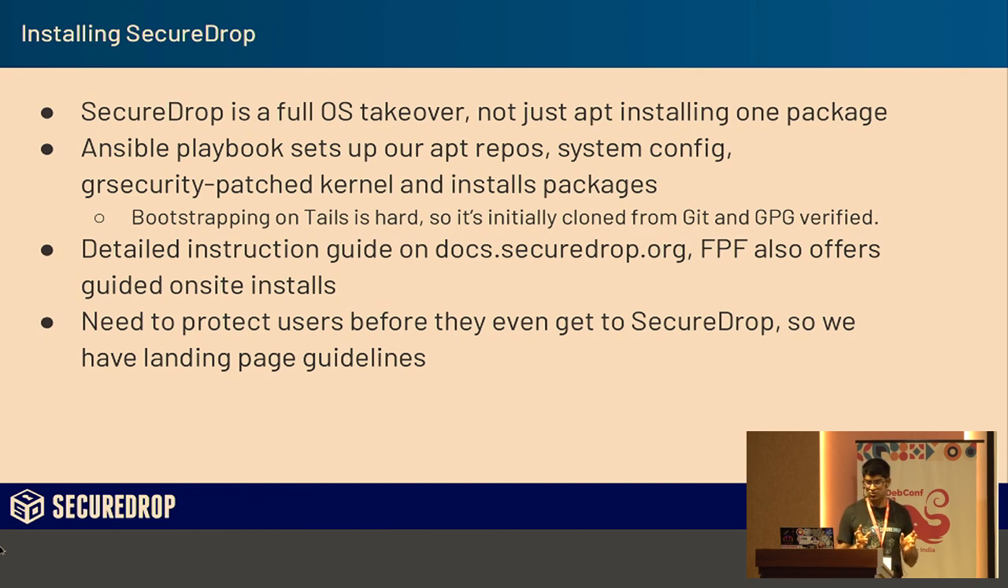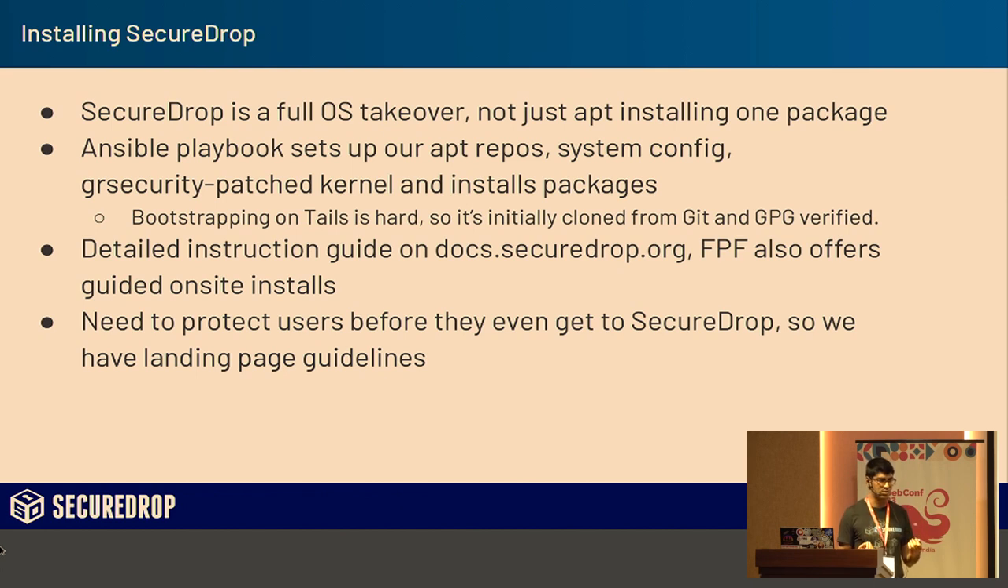So installing SecureDrop is a little bit complicated. Unfortunately, it's not as simple as apt install SecureDrop. It's a full operating system takeover. We have an Ansible playbook that sets up our apt repositories, the system configuration, our custom kernel, and then installs all the packages. And this happens from a Tails machine, and Tails is designed to have very minimal stuff, so it's kind of difficult to bootstrap stuff on Tails.